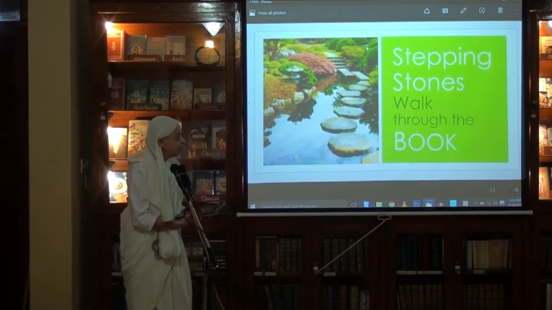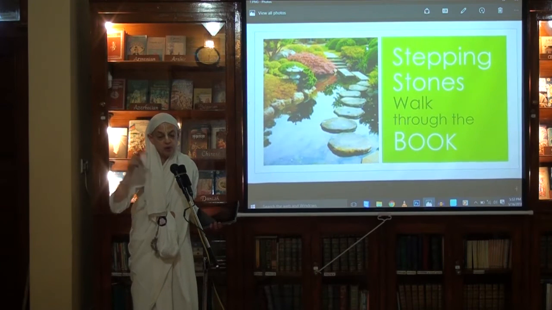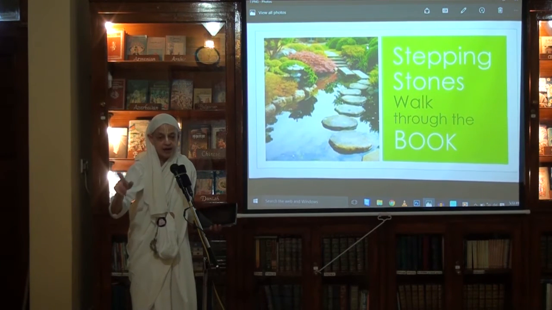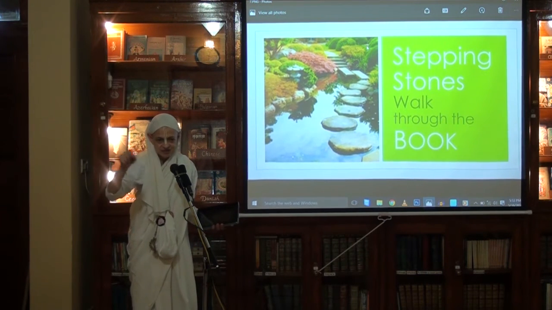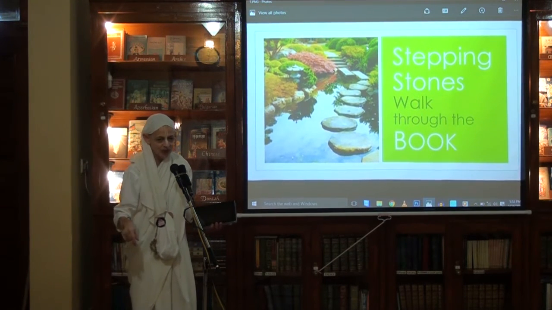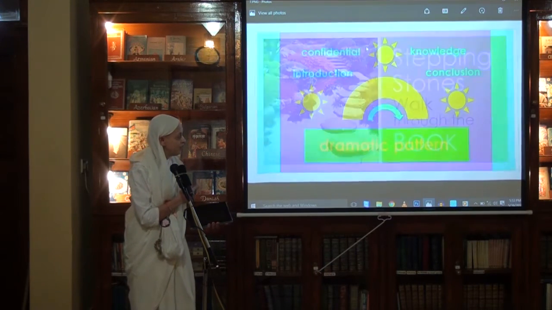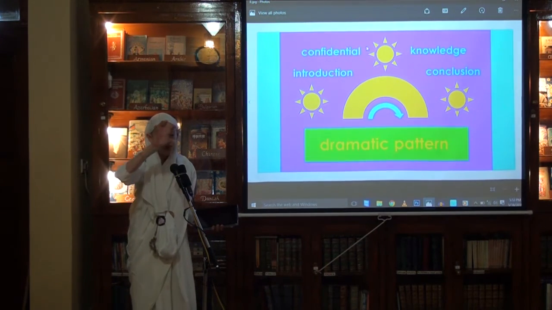Next tip, stepping stones. This is a strategy I walk you through. Just as we walk through the study guide, we're going to walk through all 43 slokas fast. Step, step, step, step, step. Okay, that's another strategy.